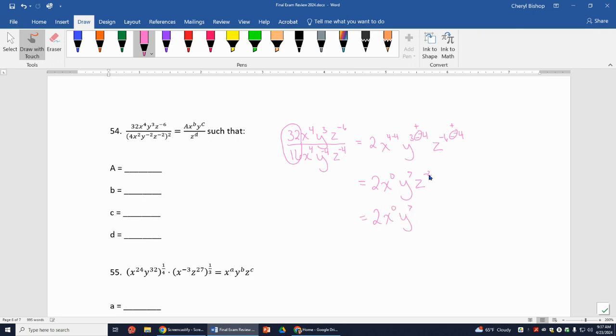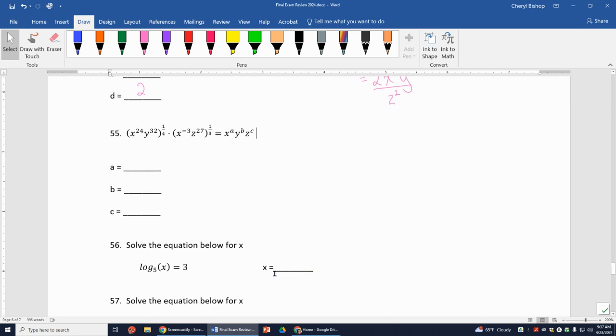So 2x to the 0, y to the 7th, and then to make that a positive, we would move it to the denominator to make it positive. So my a value is 2, my lowercase b is 0, my c value on y is 7, and my d value on z is 2. All right, let's skip 55 and go to 56.